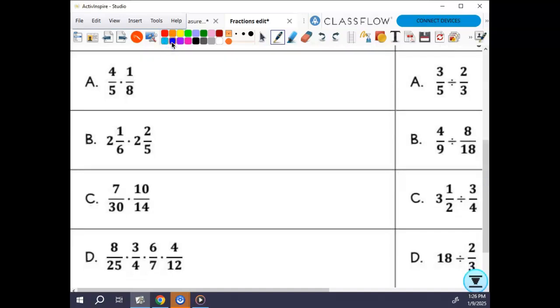All right, so do I need a common denominator? No, I do not need a common denominator. If you get a common denominator, it's not going to hurt anything. It's just going to make your numbers big and ugly. I don't have any mixed numbers. I don't have any whole numbers, so I'm literally just going to multiply straight across after I cross cancel.